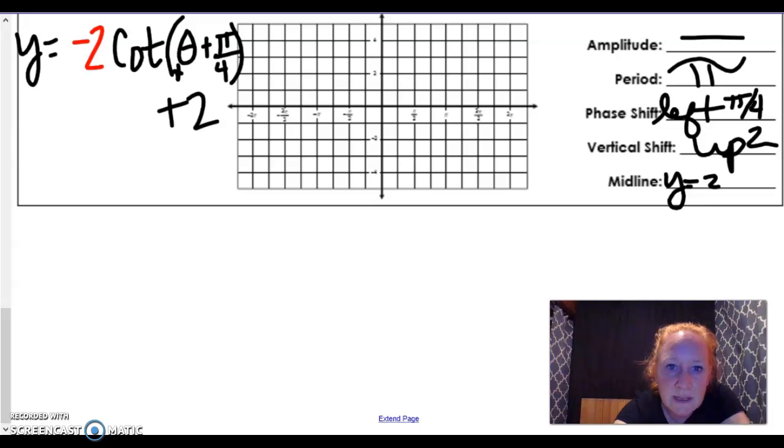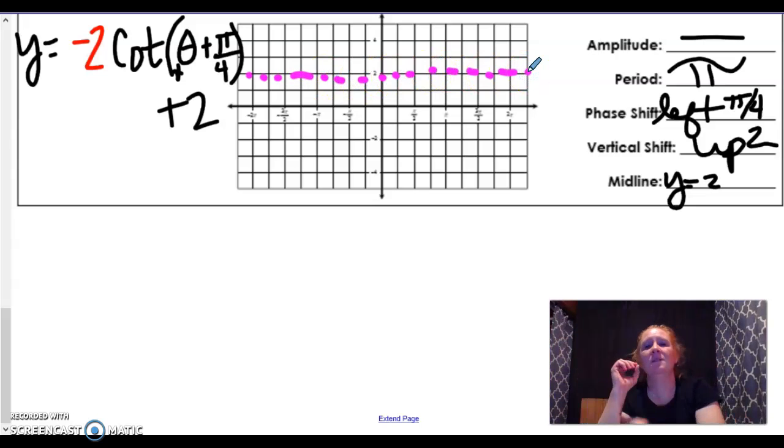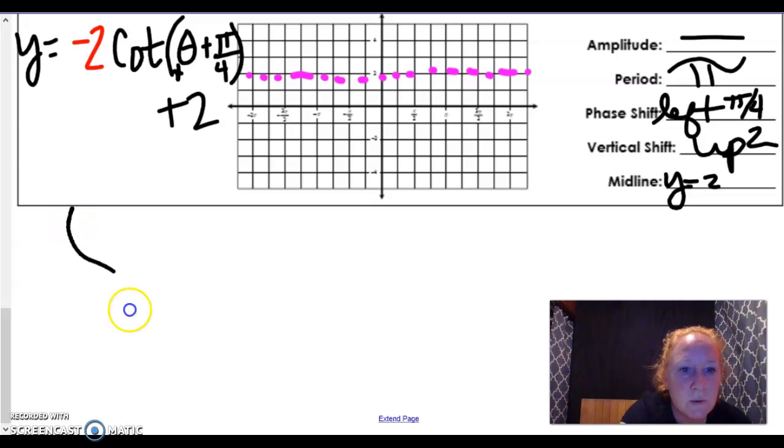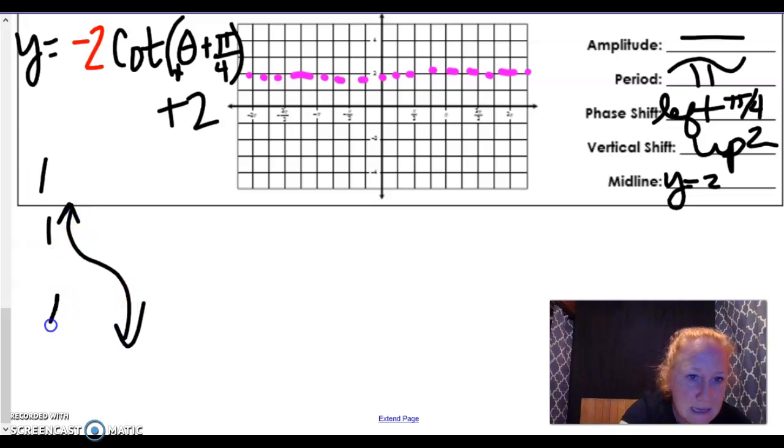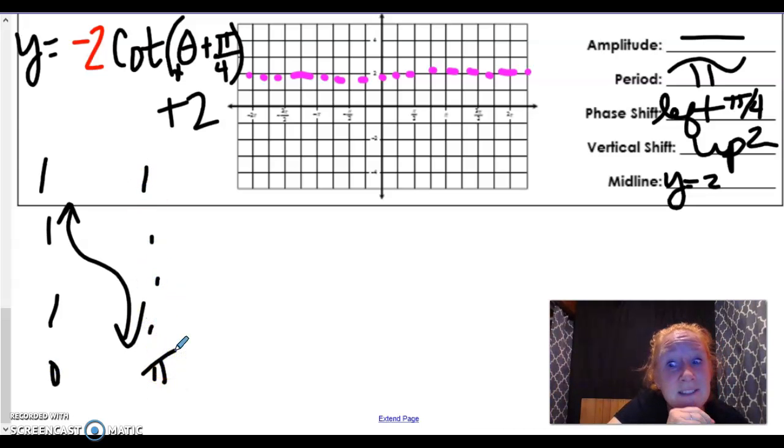Okay, so I'm just going to put the midline right there. So my center point is going to be there. Now, as I look at cotangents, cotangent in general goes like this, okay? It's got an asymptote at 0 and pi. That's really nice. I like the zeros because I'm going to start there, and if I have to shift, I totally can. So it shifts, and it goes left pi over 4. So originally, my asymptote would have been right here.